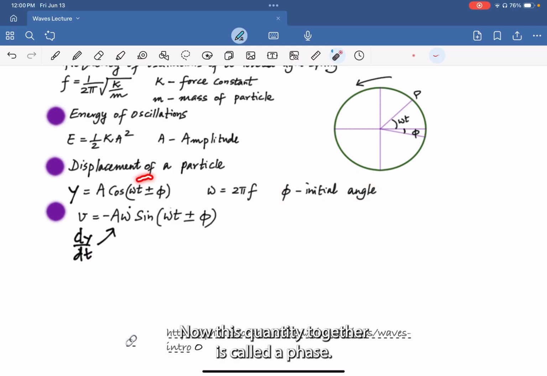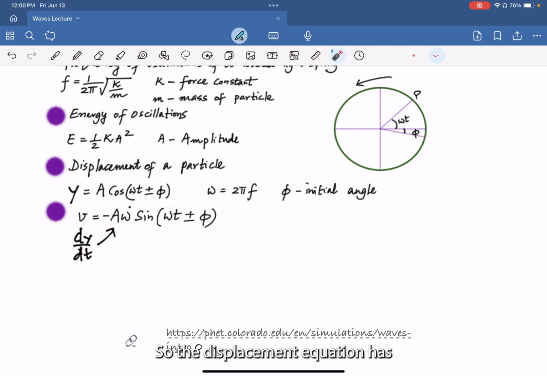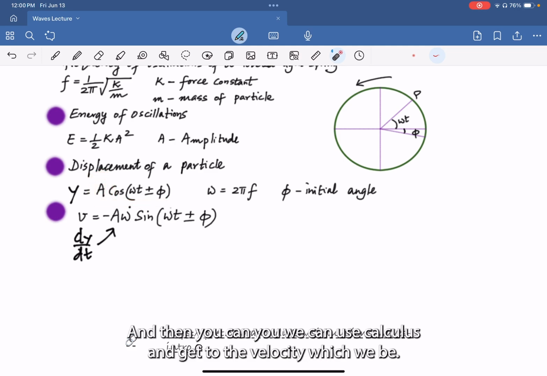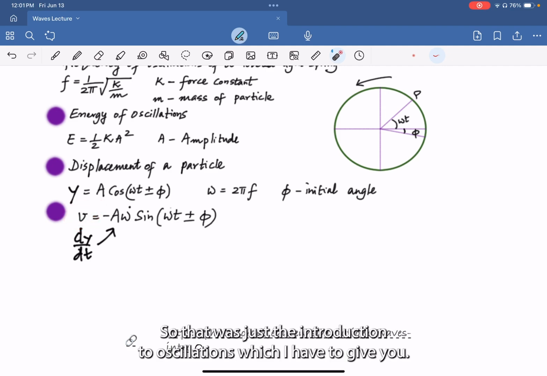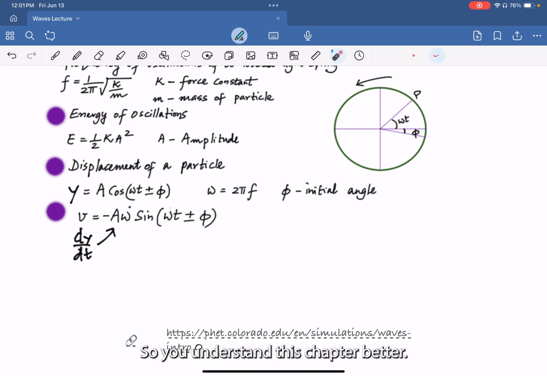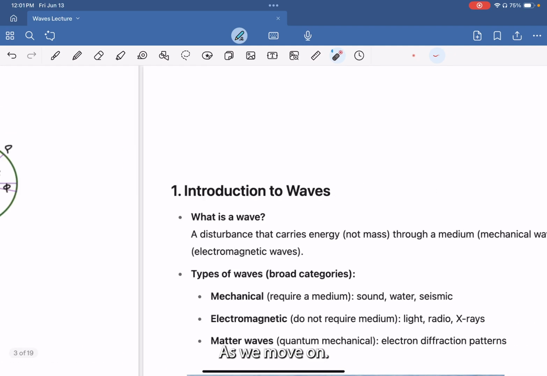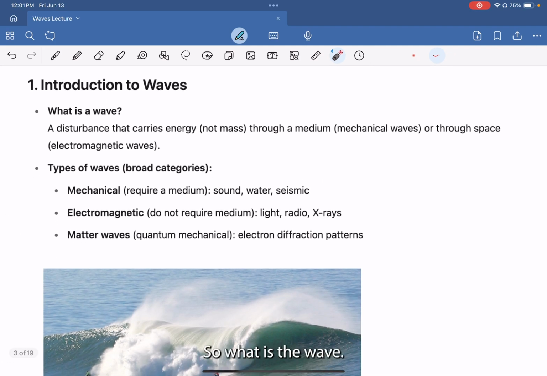Now, this quantity together is called the phase. So the displacement equation has the amplitude and the phase. Okay. And then we can use calculus and get to the velocity, which we will do. So that was just the introduction to oscillations, which I had to give you so you understand this chapter better as we move on. All right, so what is the wave?